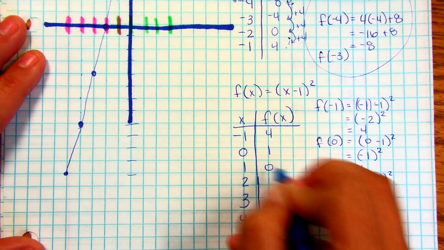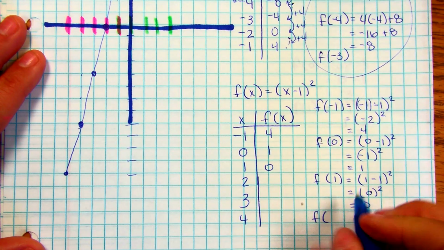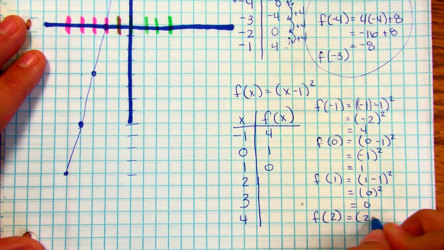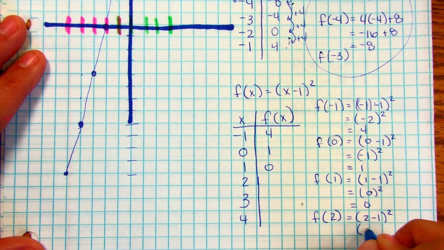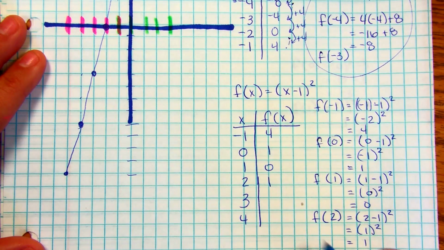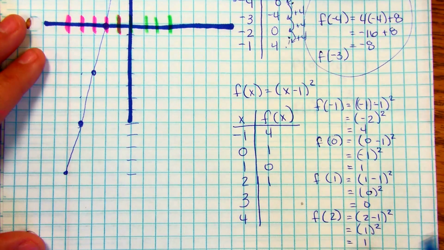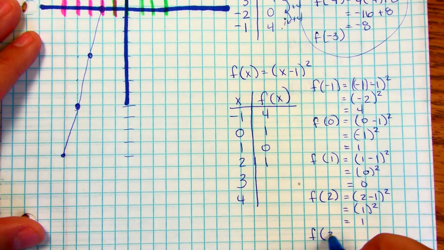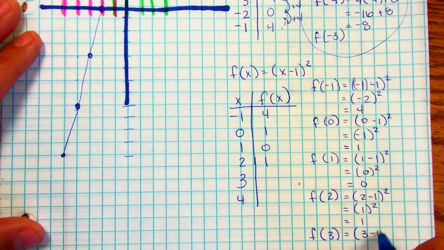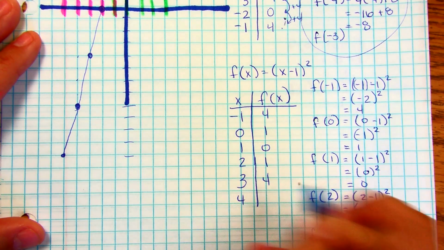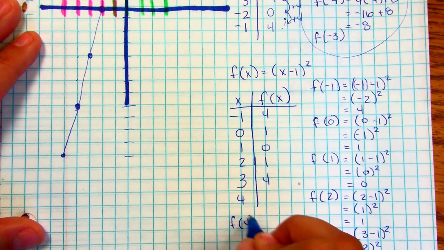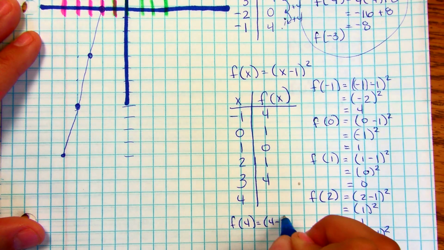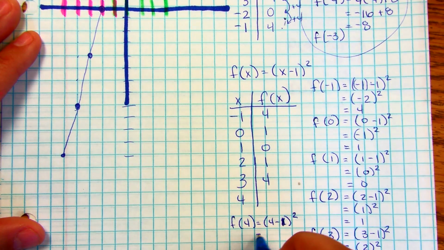If you need to, pause the video. F of 2 is 2 minus 1 squared, which is 1 squared, which is 1 again. If you notice, this is a quadratic, so it will repeat itself. F of 3 is 3 minus 1 squared, which is 2 squared, which is 4. And last but not least, f of 4, 4 minus 1 squared, I'm sorry, 3 squared, which is 9.